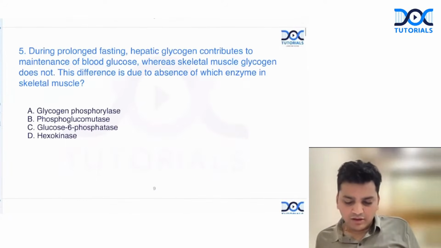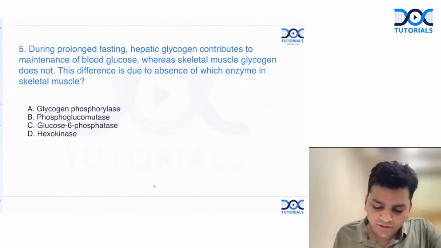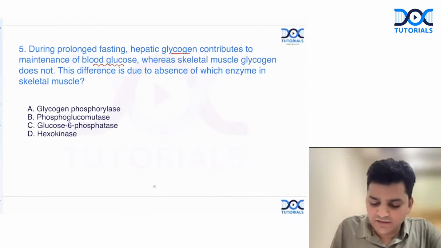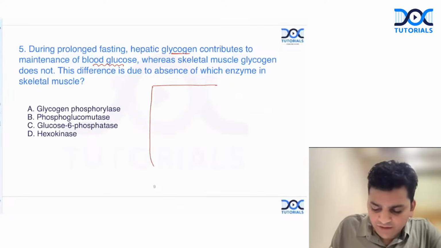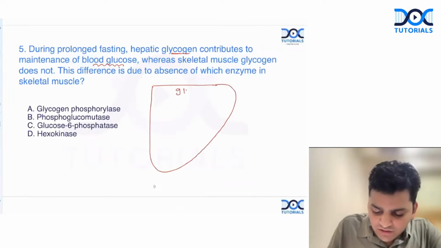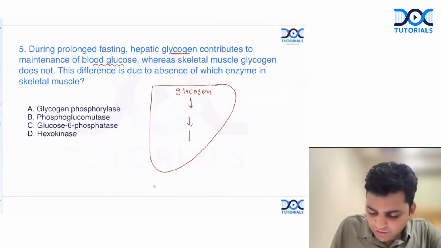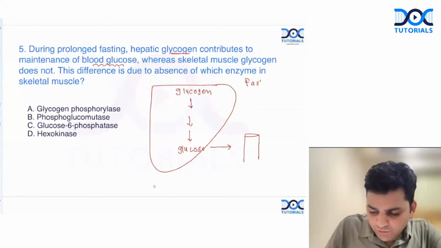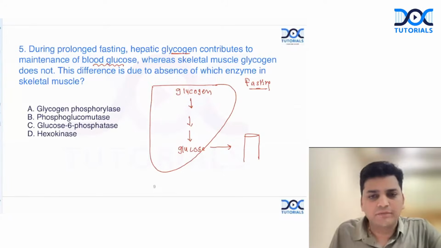The next was, during the prolonged fasting, the hepatic glycogen contributes to maintain the blood glucose level. Yes, during the fasting state in the liver, we have the glycogen, which will be cut, and ultimately we are going to make the glucose. And these glucose molecules will come into the blood and maintain the blood glucose level. So in the fasting state, we don't go into hypoglycemia because of this pathway.